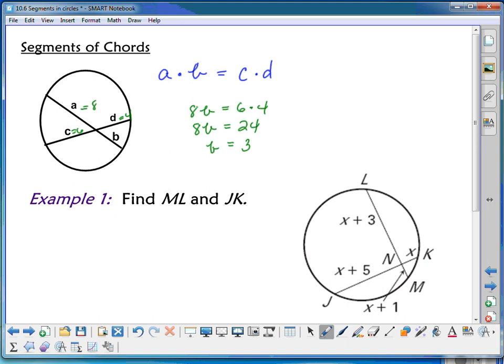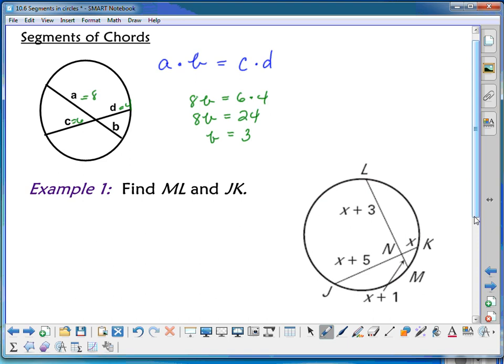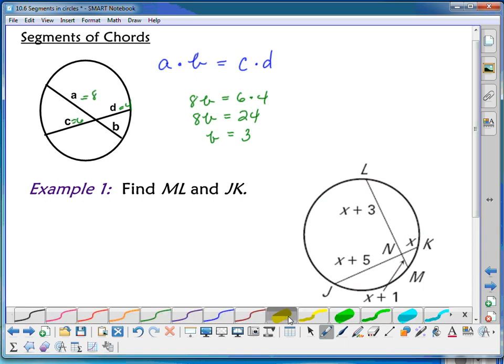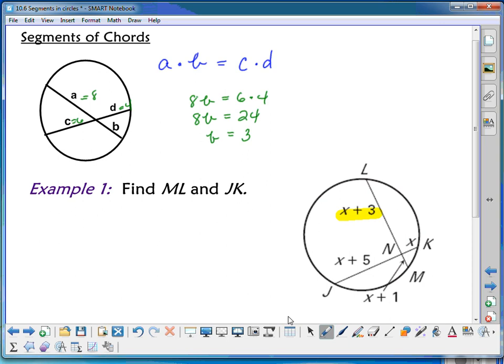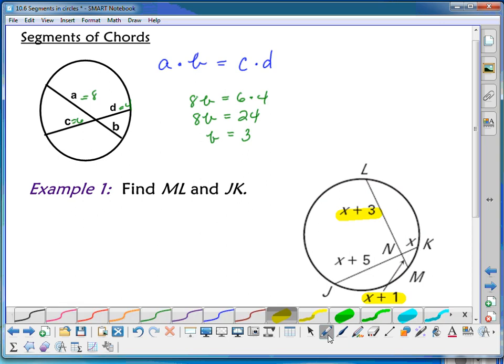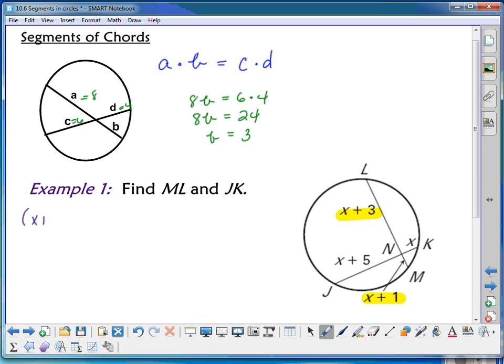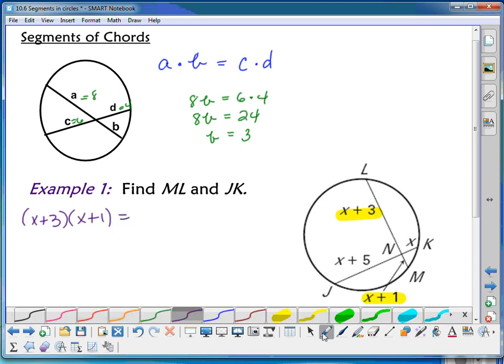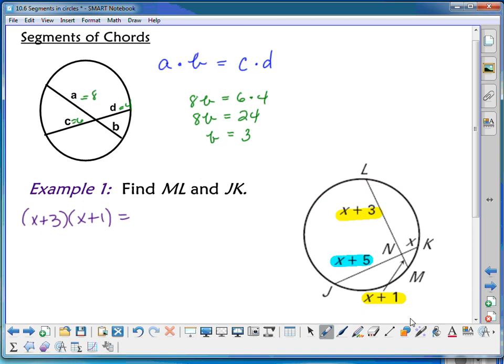So if we look at example 1, we're going to find the length of ML and JK. Same thing, we're going to multiply together the pieces. So I'm going to take x plus 3 times x plus 1, and that's going to have to equal x plus 5 times x.